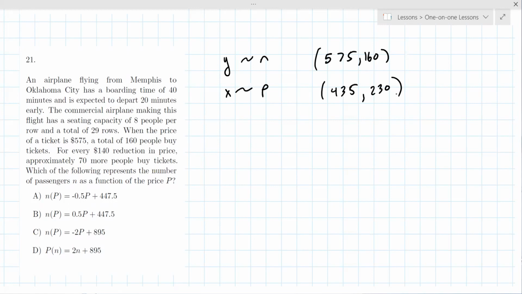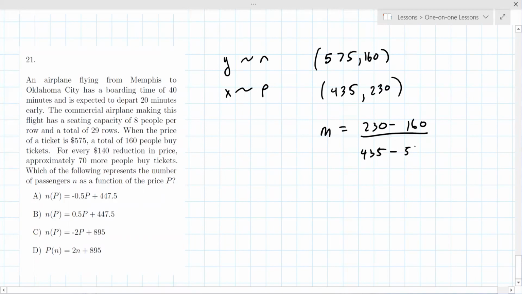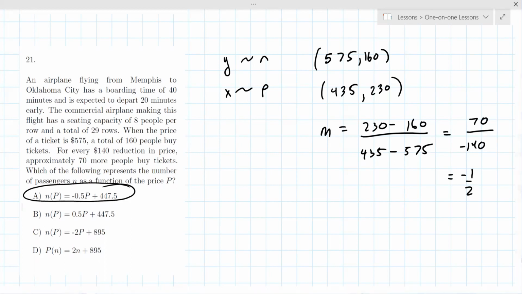70 over... Okay, so it's the same. It's negative 0.5. So the slope this time is 230 minus 160 over 435 minus 575. So it's 70 over negative 140. So it is minus 1/2. Okay. All right. I think that's pretty straightforward.